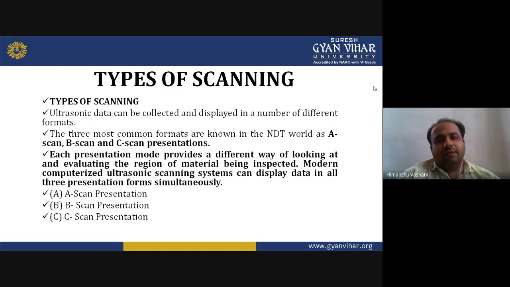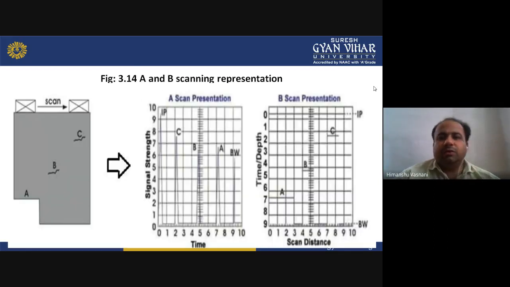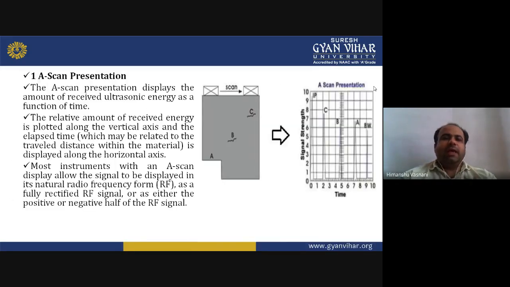The diagrams will help you understand how A, B, C scanning is done and presented independently. Let's start with it. Now this is a slide diagram showing you the A and B scanning representation. You can see there's a difference between A and B scan in this, so we will study this in the coming slides. Now, A scan representation.